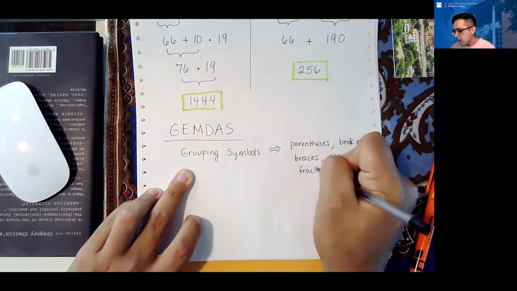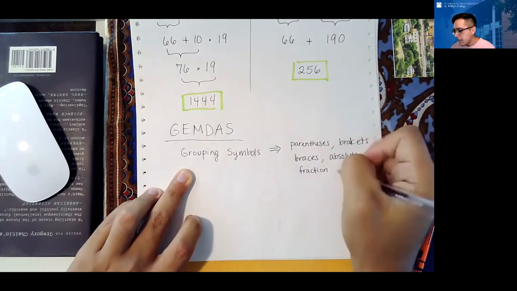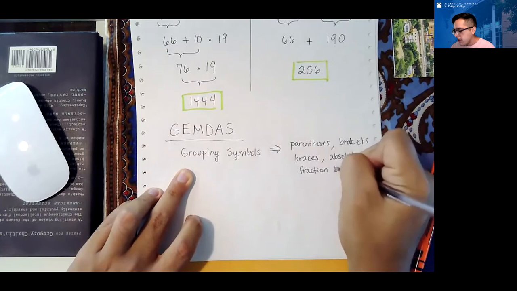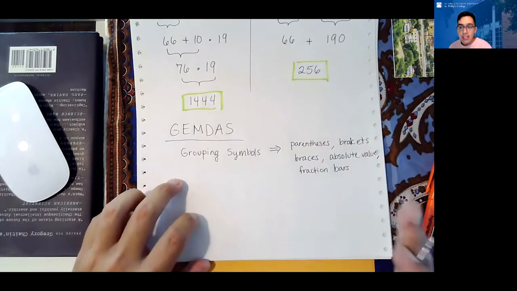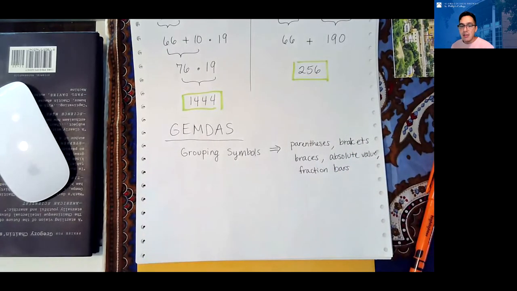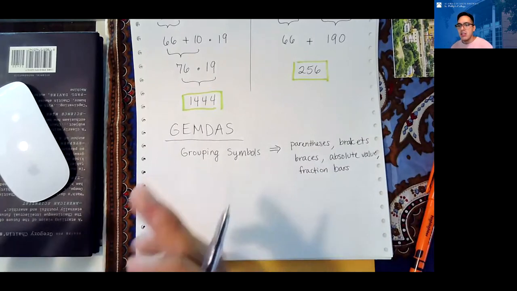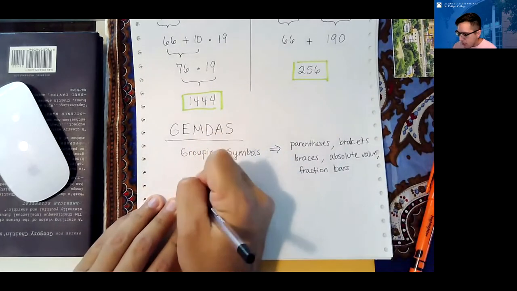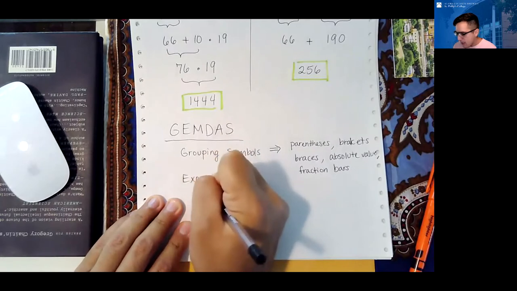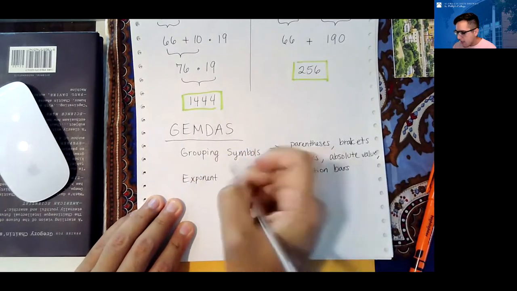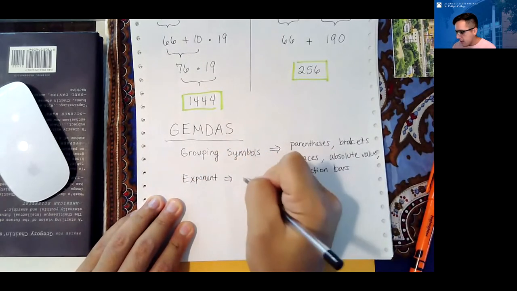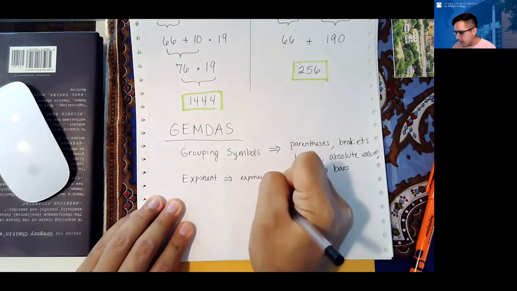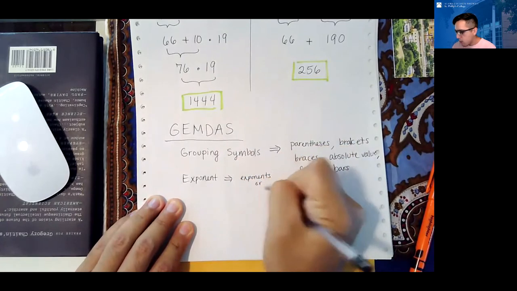Fraction bars are another kind of grouping symbol. So in terms of our priority, or prioritizing which operations come first, we need to look at whatever is inside, or sort of designated as part of some grouping symbol. Then we need to do everything that has an exponent. This is exponents or roots.